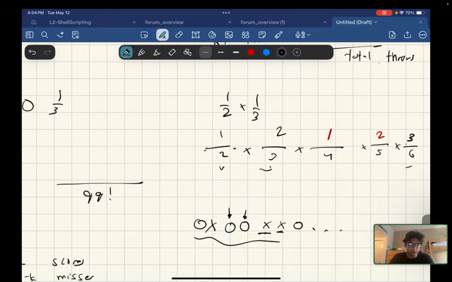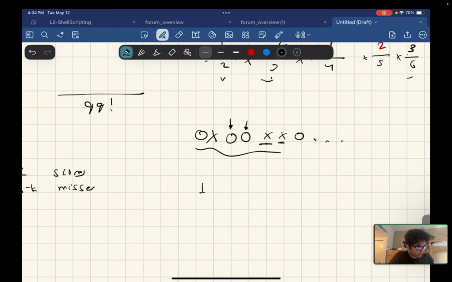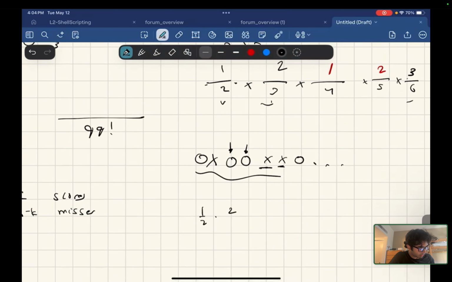The numerators of the makes: if you reorder the multiplication, because you can, and have all the makes side by side and all the misses side by side, so let's try that. It was 1 over 2 times 2 over 3 times 3 over 6, and then times 1 over 4 times 2 over 5.